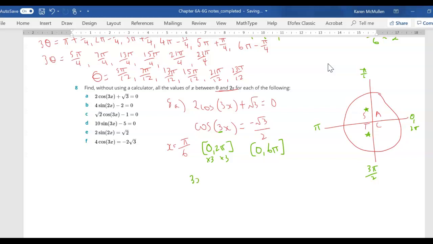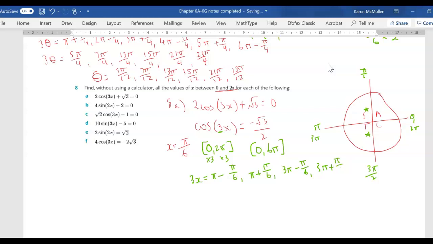All right, so the first time cos is negative is in the second quadrant. So we're going to have 3x equals pi minus pi on 6. Remember we should have 6 solutions. Our second one is in the third quadrant, so it's going to be pi plus pi on 6. Then we go around the circle again, and then we're at 3 pi. So it's going to be 3 pi minus pi on 6, and then 3 pi plus pi on 6.